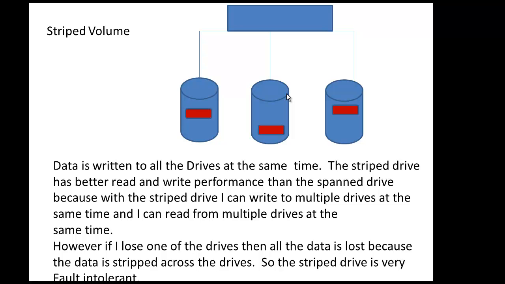Because what I could do is break the span set, and then I'd be able to access the other disk in the span volume. So you have some kind of tolerance there. But for this stripe, once one of these disks goes bad, you're going to lose your data. Nothing is going to be available to you at all.